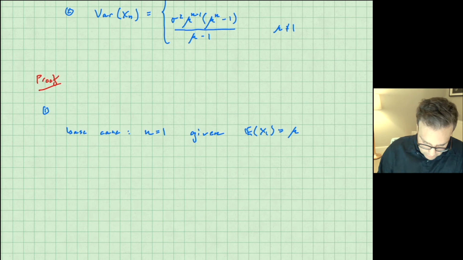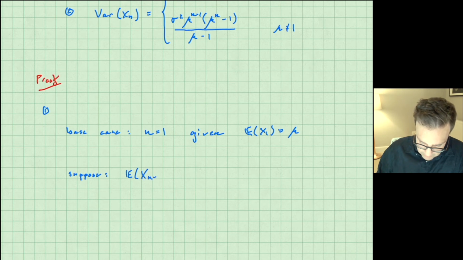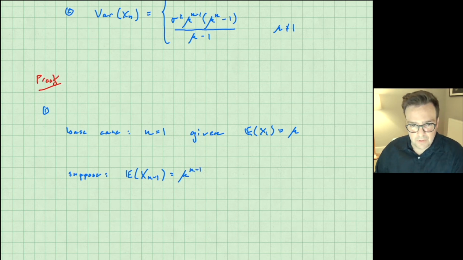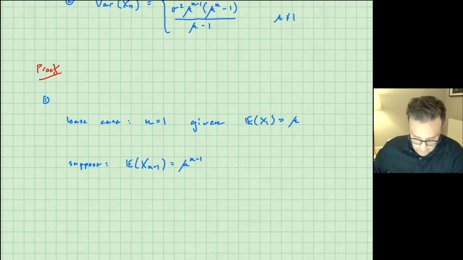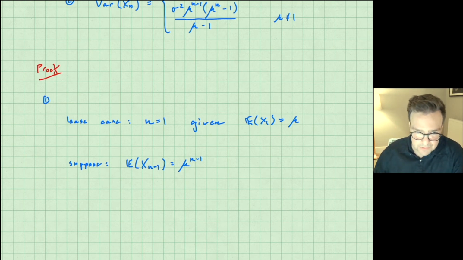Now, we'll suppose that it's true for n, that the thing holds for n minus 1. So suppose the following. Suppose that the expected value of x sub n minus 1 is equal to mu to the n minus 1. Right? Now we're going to try to show that it then follows that the expected value of xn is mu to the n. And then we'll be done.